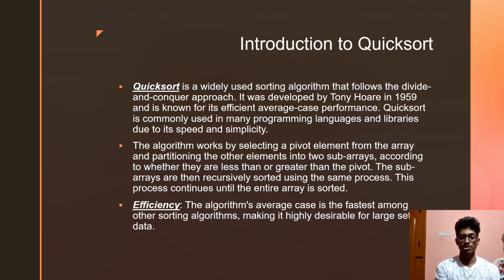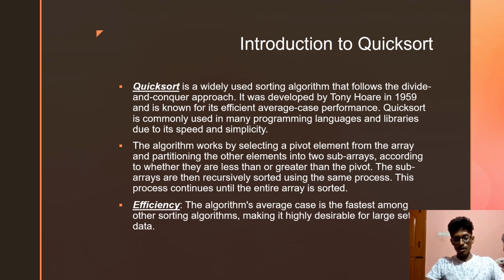The algorithm works by selecting a pivot element from the array and partitioning the other elements into subarrays according to whether they are less or greater than the pivot. The subarrays are then recursively sorted using the same process. This process continues until the entire array is sorted.